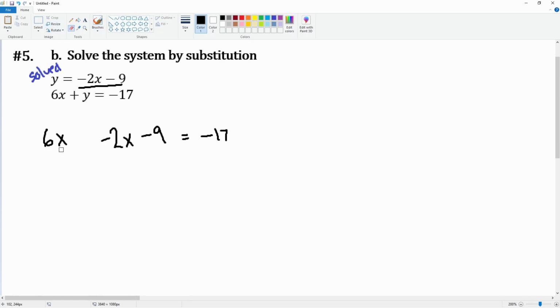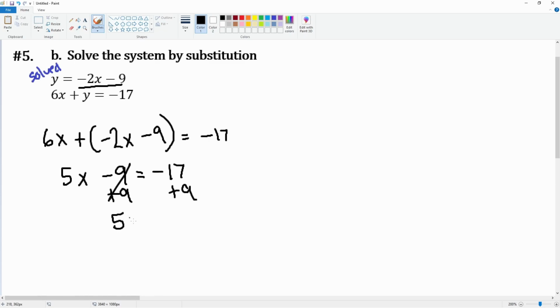So, if we make that substitution, we see that it's 6x plus this stuff on the inside. Right? So we can combine some like terms. 6x and the 2x becomes 5x. And nothing happens to the negative 9, and we have a negative 17 on the right hand side. We add 9 to both sides. The left side does cancel, leaving you with a 5x. Negative 17 plus 9, that gets you an 8.